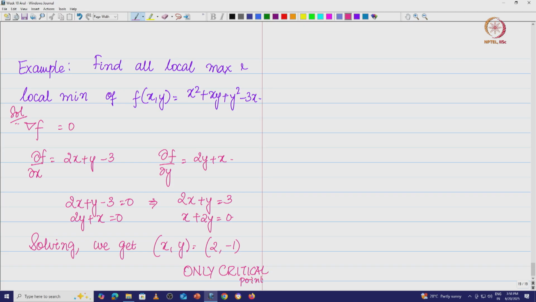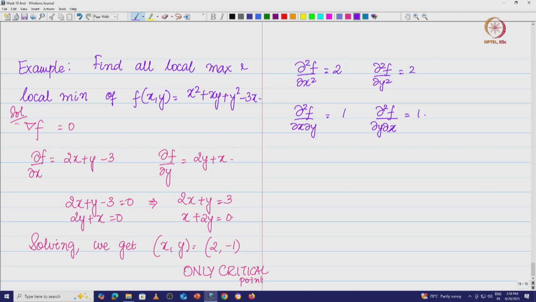This is going to be the only critical point. Now what you do is you look at the second order partial derivatives here. So I have ∂²f/∂x², which is nothing but 2, ∂²f/∂y², which is again 2, ∂²f/∂x∂y, which is nothing but 1. Then I have ∂²f/∂y∂x, that is also equal to 1. So these two are the same.